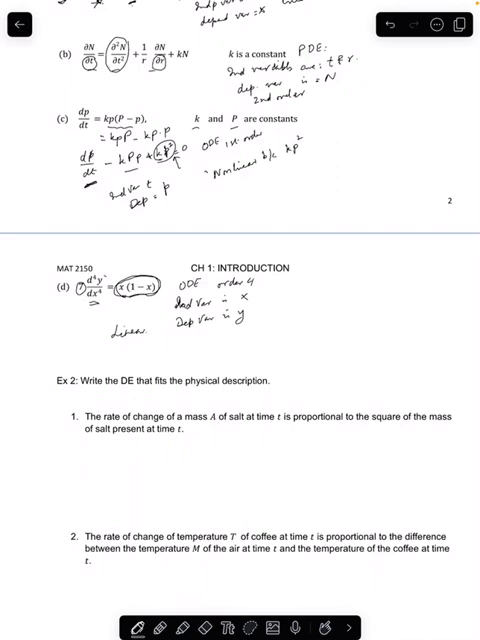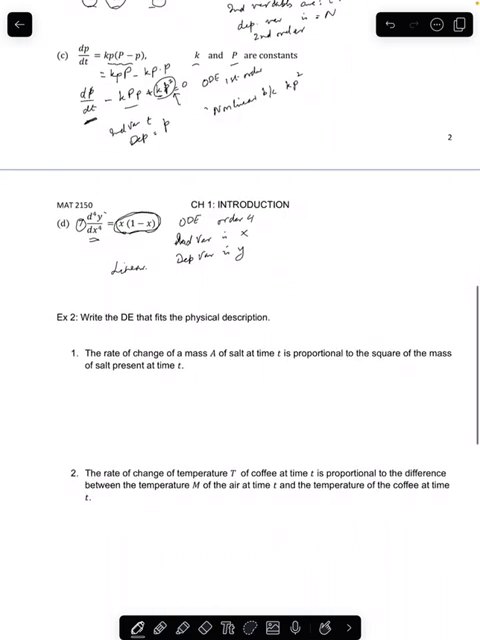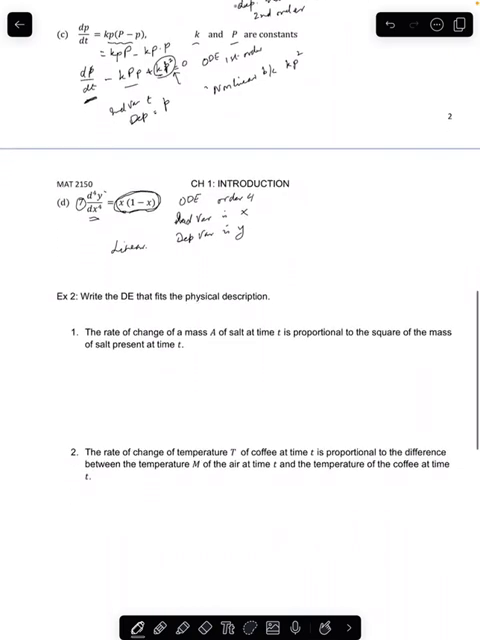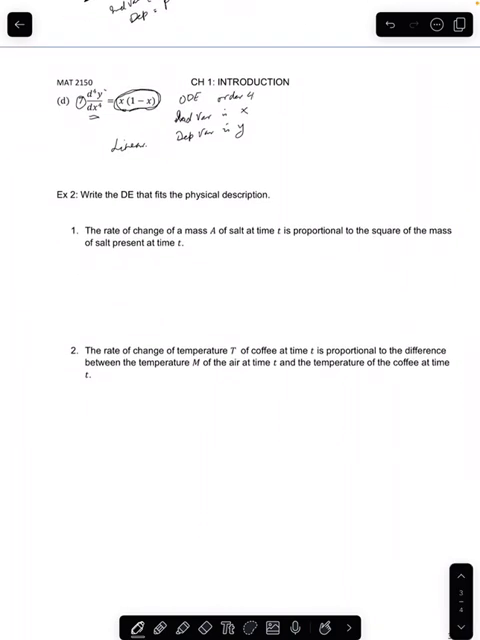Okay, so this is how we check whether it is linear or not. Okay, let's look at the second example. So here, depending on what is written, we have to create or write a differential equation. Okay, so the first example said: rate of change of mass A of salt at time t.